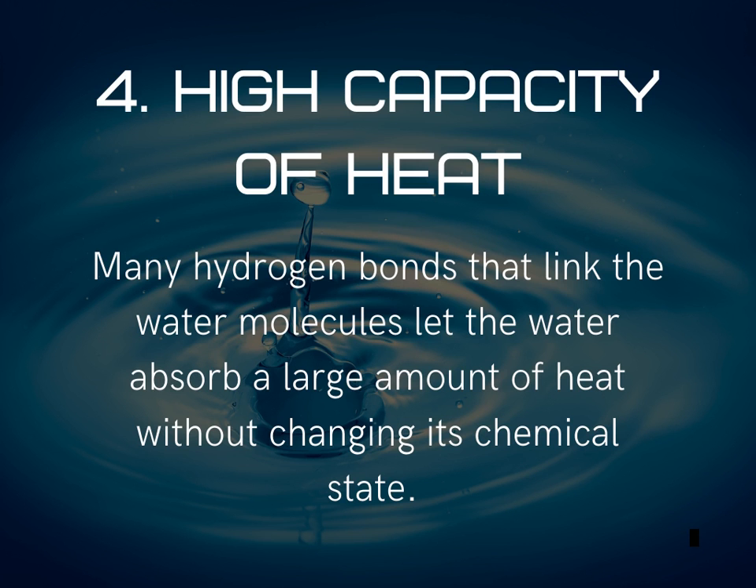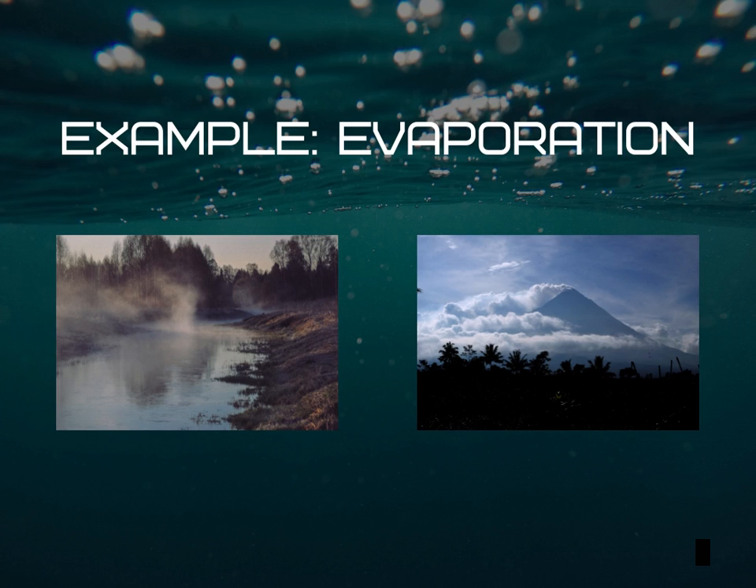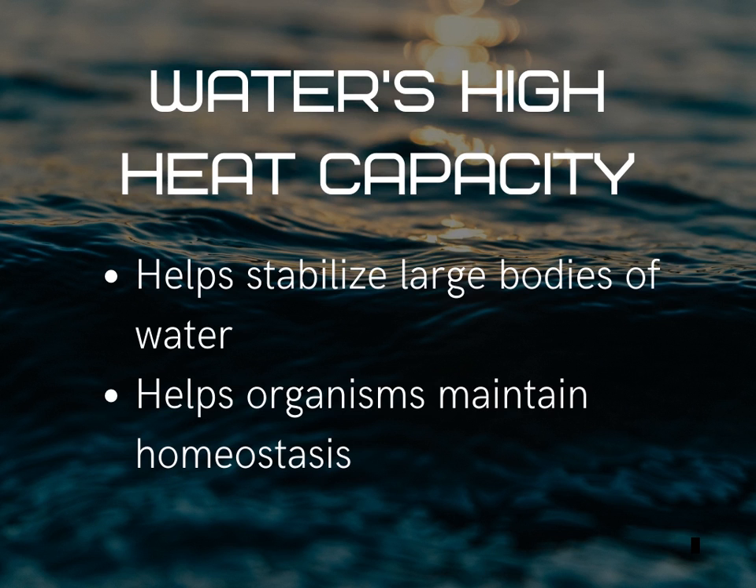Water has a high capacity for heat. It means that the many hydrogen bonds that link the water molecules let the water absorb a large amount of heat without changing its state, for example, from liquid to gas, or evaporation. It not only stabilizes large bodies of water such as lakes and oceans, but it also plays an important role in the physiology of an organism. Since life is based on water, and the temperature of water rises and falls slowly, living organisms are better able to maintain their normal temperature and are protected from rapid temperature changes.